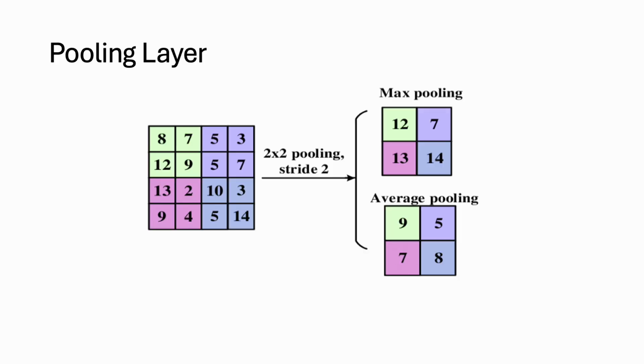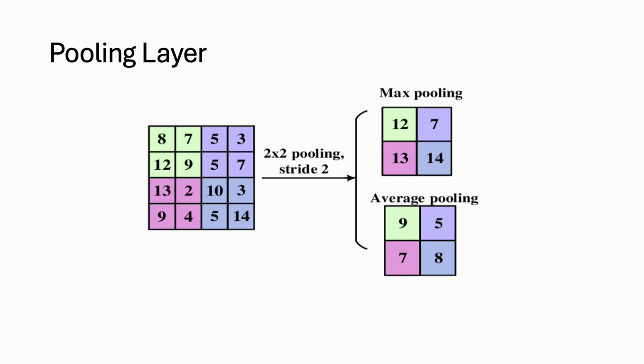Next, let's talk about pooling layers. Pooling in convolutional neural networks is a technique for generalizing features extracted by convolutional filters and helping the network recognize the features independently of their location in the image. There are basically two types of pooling layers. One is called max pooling.